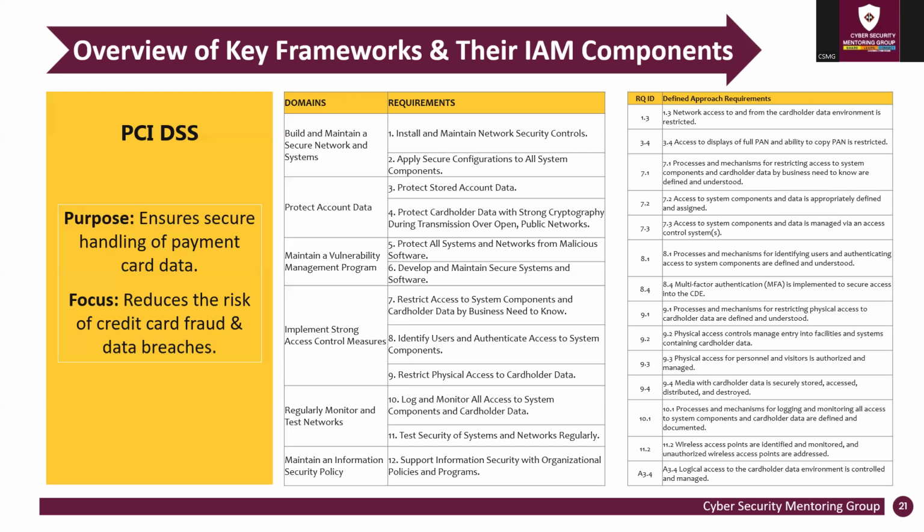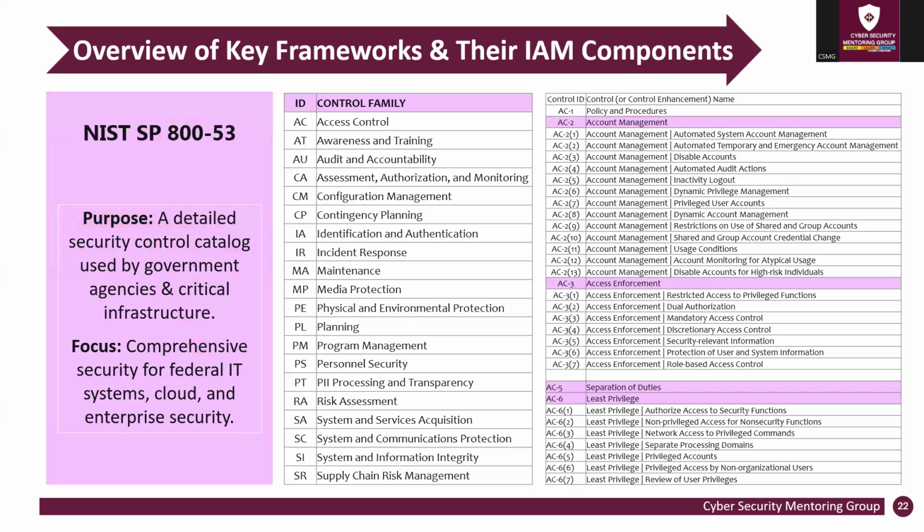That is clearly identity. Physical control manages entry into facilities and systems containing cardholder data. Physical access for personnel and visitors is authorized and managed. All of these are basically dealing with identity. The next, NIST 800, is also dealing with identity.